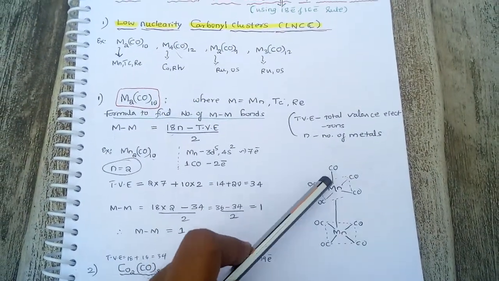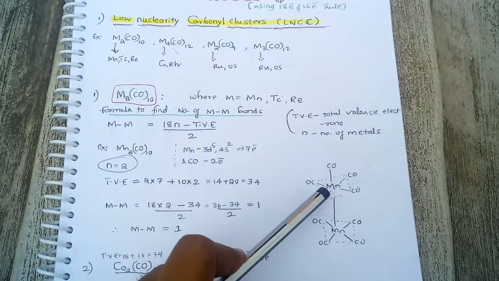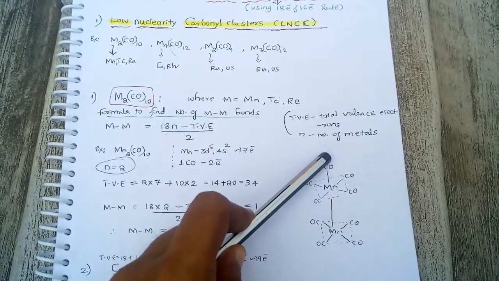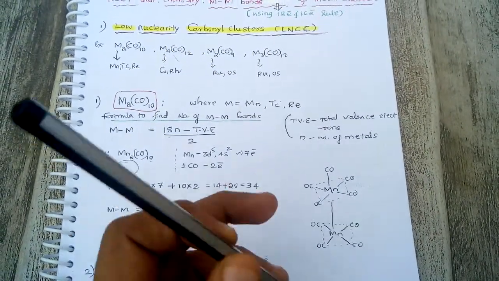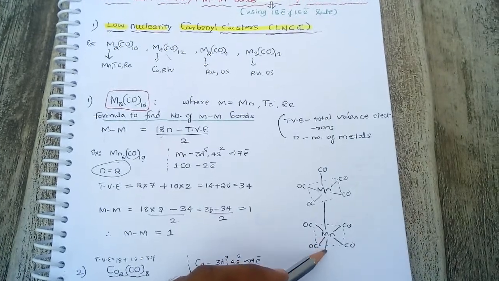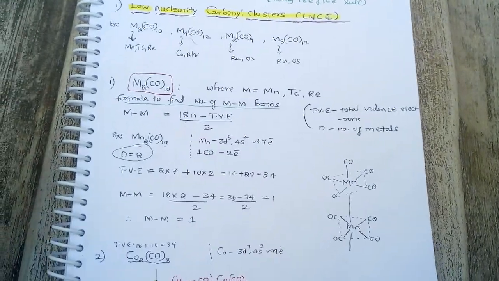Here each Mn is coordinated to 4 CO, and the two are connected apically. Similarly, one CO group is present here as well, which I have not drawn.